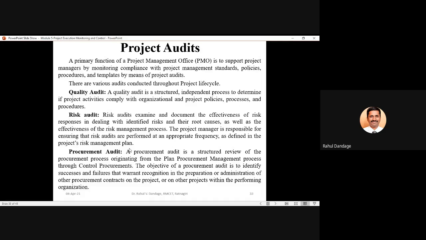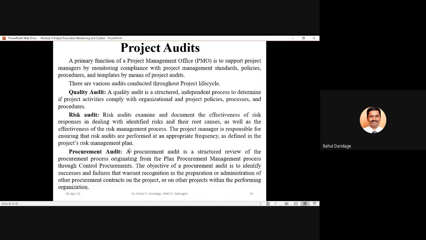Three types of audits can be conducted for the project life cycle. One is with respect to the quality of your project. Secondly, the audit with respect to the risk associated with the project. And third is the audit related to procurements in your project. When we talk about the quality audit, it is a structured independent process to determine if project activities comply with organizational and project policies, processes, and procedures. So every project organization will have its own quality policy. So we should check whether the actual scenario in your project is complying with the quality policy of your organization or not.